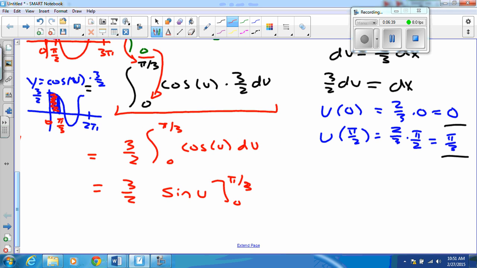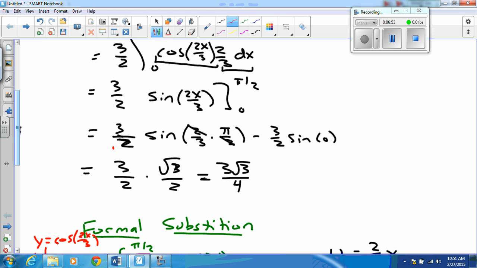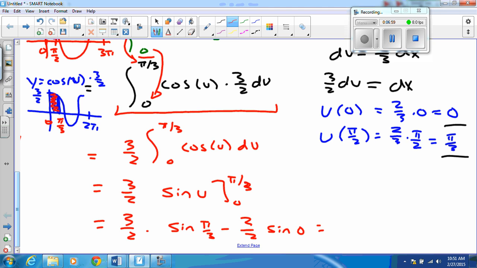Because I can evaluate this integral directly from u equals 0 to u equals pi over 3. And look at that. When I do, I get sine of pi over 3 minus 3/2 sine of 0. And that's exactly the computation that I had up here with the repair. That will always happen. It will always be the case that when it comes to the numerical evaluation, I will end up with the same values, first and last.